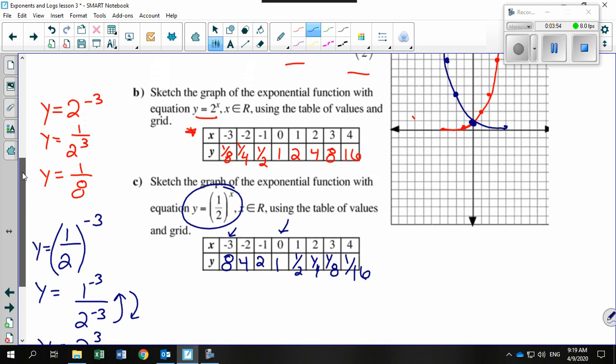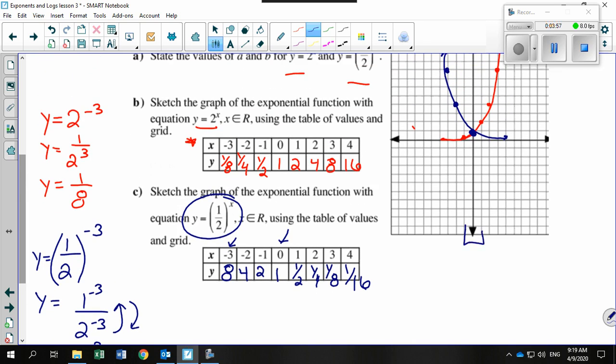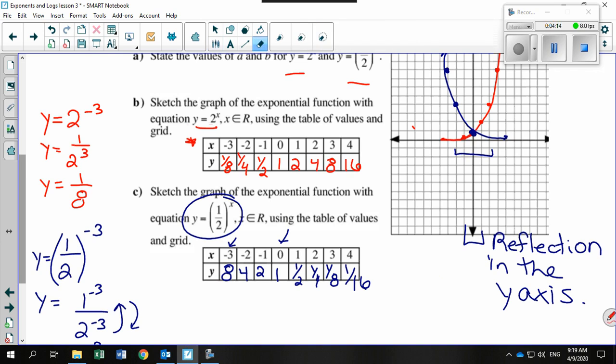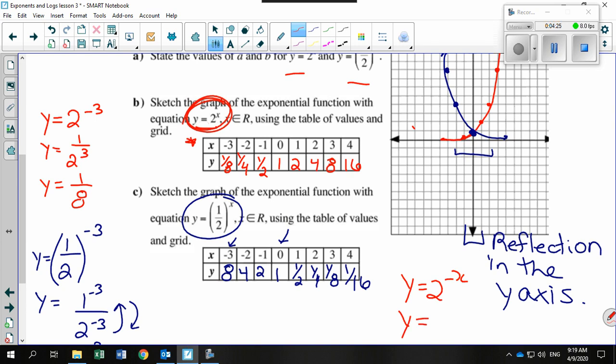Let's think about our transformations. What happened when we had something that looked like this? It was a reflection in the y-axis. And what does that mean? Well, if we have a reflection in the y-axis, remember, that's something like y equals 2 to the power of -x. My x becomes negative, which makes sense because if I reciprocate it and make it positive, we have this equation.